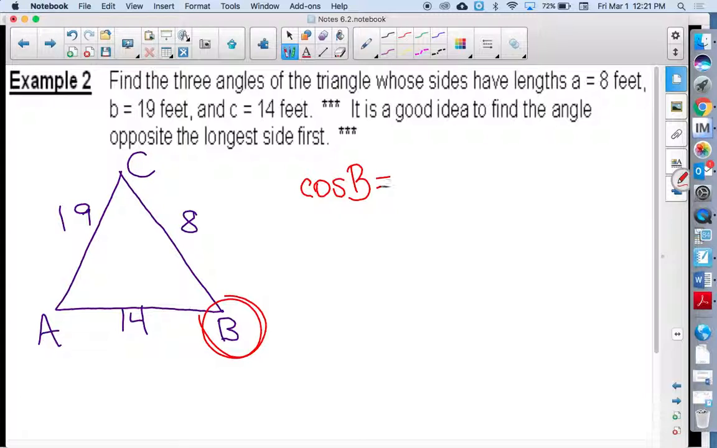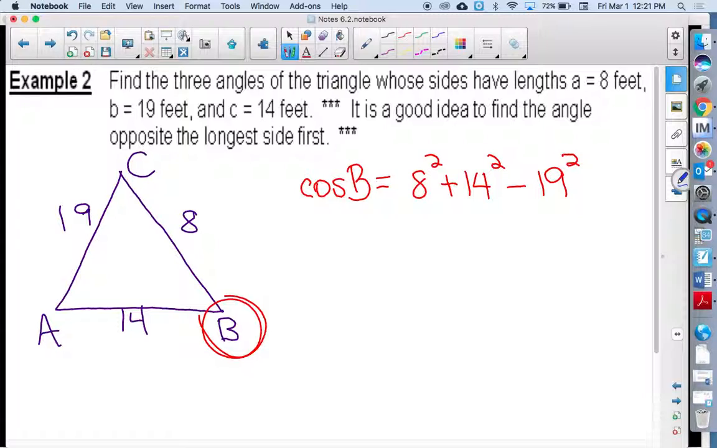So when you're setting this up, make sure you use the other 2 sides. So you're not using 19 for the minute. We're taking the other 2 sides, those get added together. You subtract the side that is across from the angle.